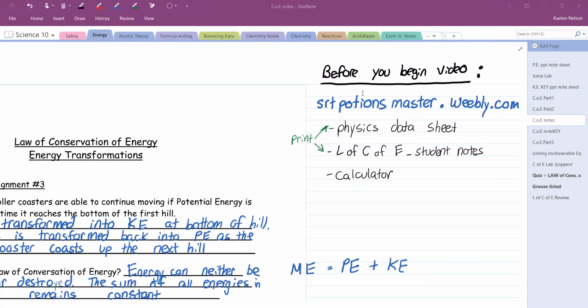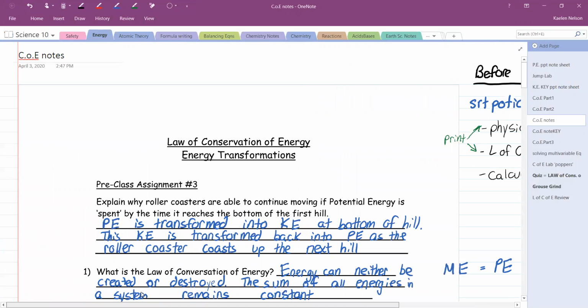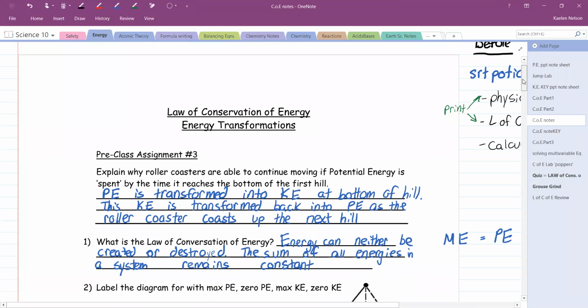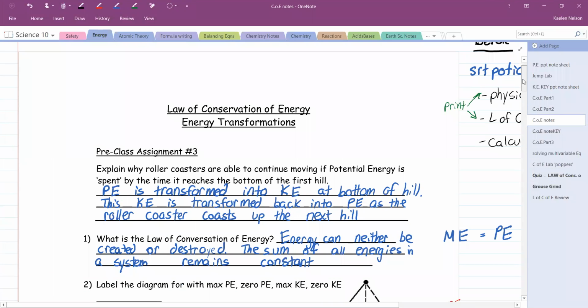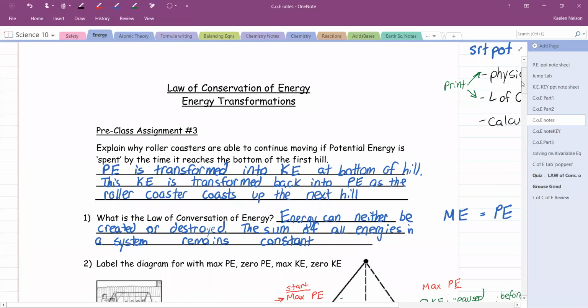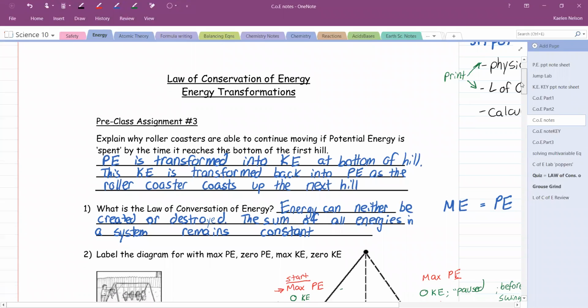Before you begin, check the srtpotionsmaster.weebly.com website, print yourself a physics data sheet and your Law of Conservation of Energy student notes. These student notes are what we will be working from today. They look like this, and it would help you to have a calculator, so pause the video. At any time, if you find the video is going too quickly for you to fill in your notes, just hit pause and fill in your notes and then resume.